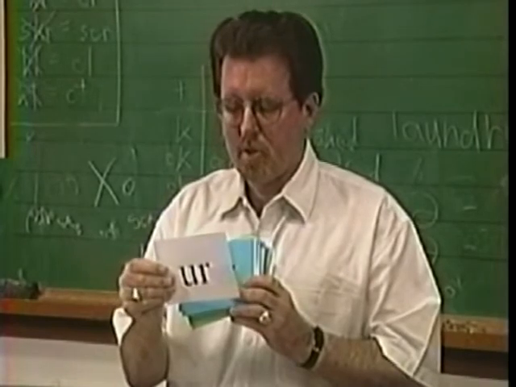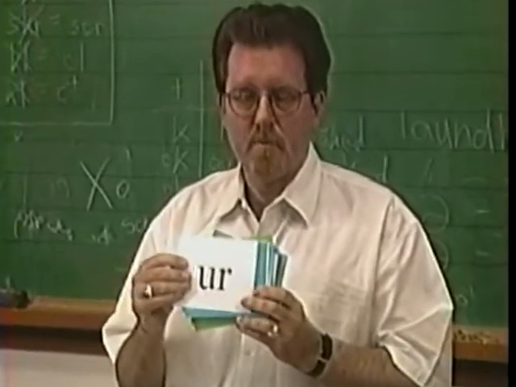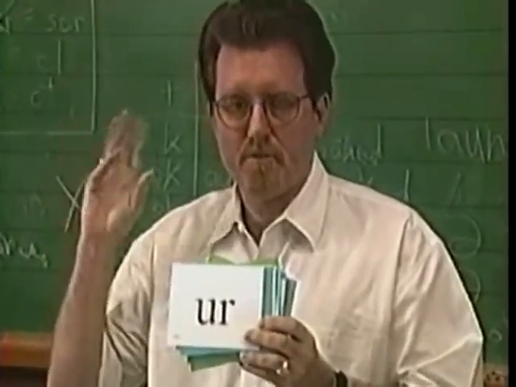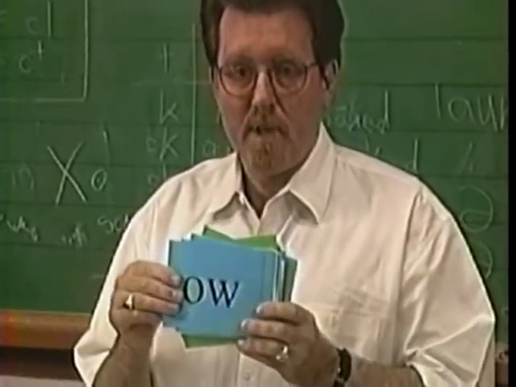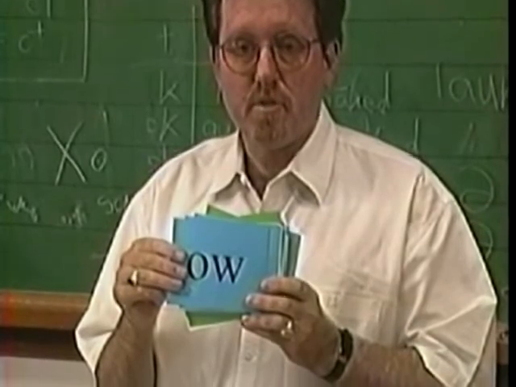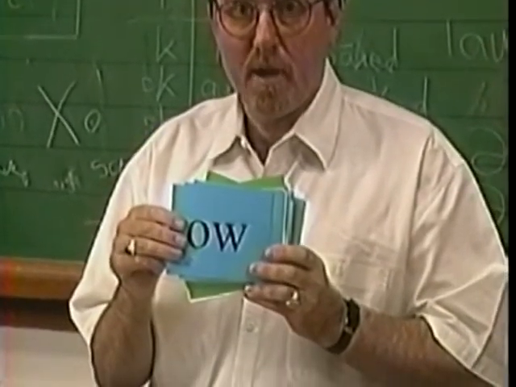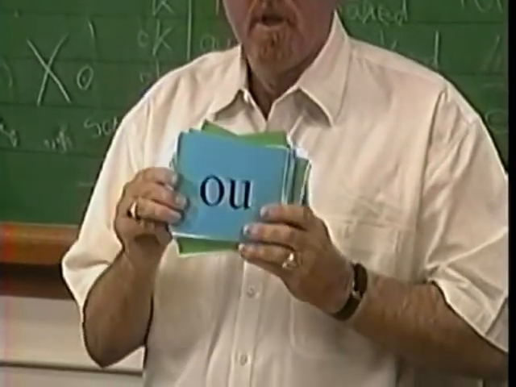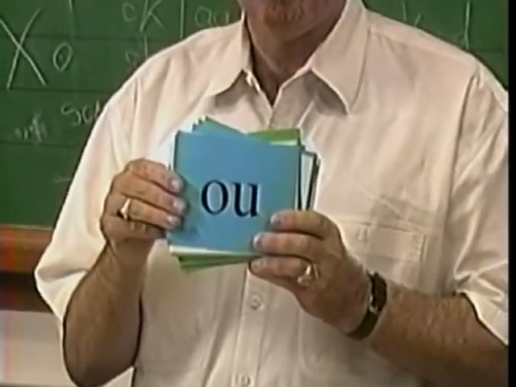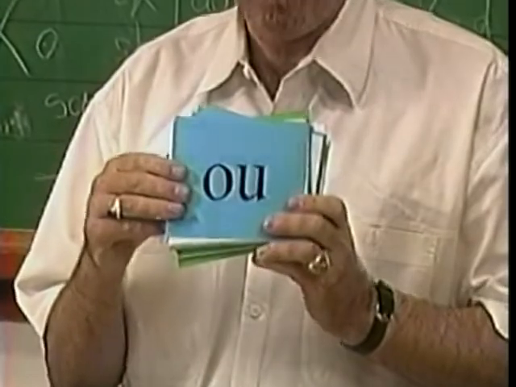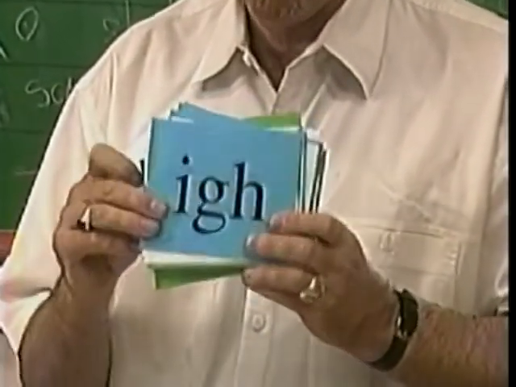So we have IR, ER, and UR that all say the same sound, and I teach my kids the sentence, her bird is in the church, to remember those three sounds, and sometimes I'll draw a picture of that on the blackboard. OW, owl, plow. OW, O, snow. We remember snow plow to remember those two sounds. OU, owl, mouse. OU, oo, soup. We remember mouse soup to remember those two sounds.